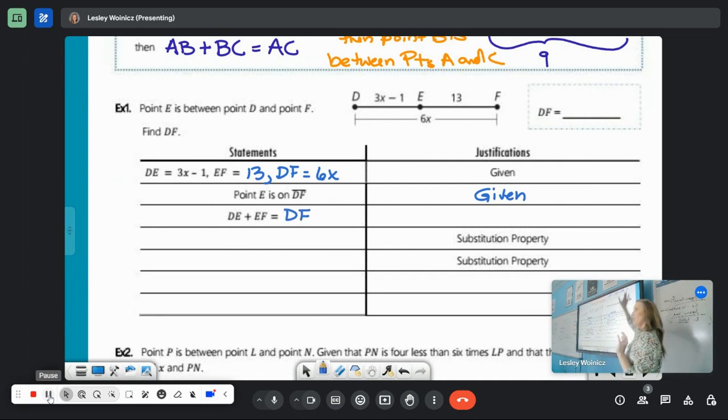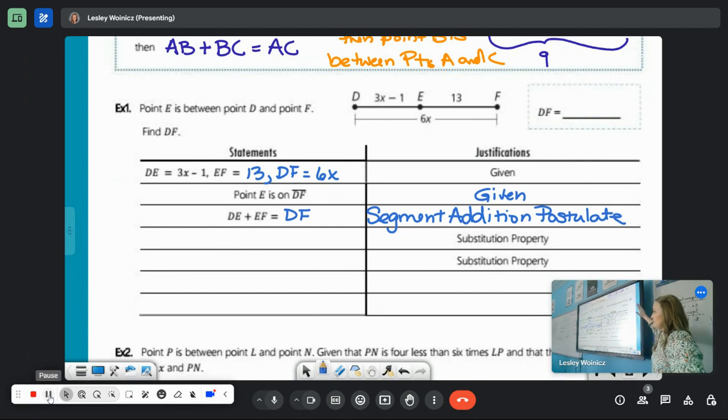So, what tells us that? It wasn't given to us. It's a thing. It's a postulate. Which postulate? It's got a whole box. It's literally right where I'm pointing. What is that box called? Yeah, the segment addition postulate. Yes. I am so impressed.